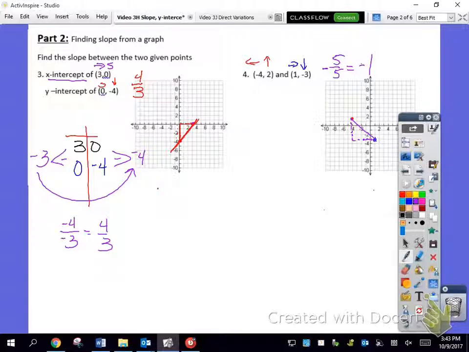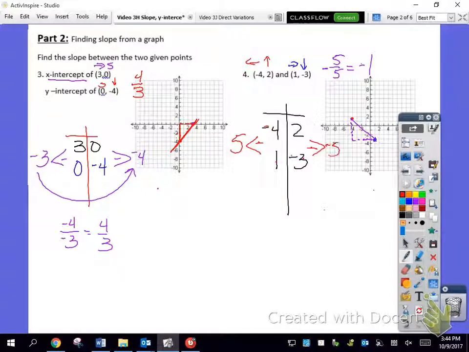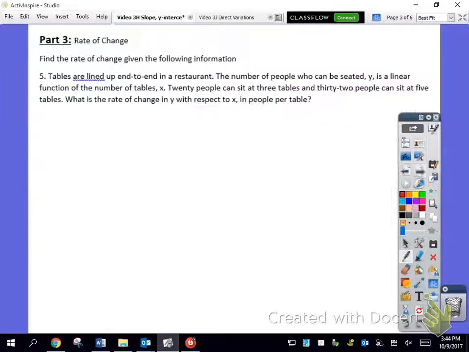Now I can check that by making my graph negative 4, 2, and then 1, negative 3. And to find slope, you subtract. 1 minus negative 4, that is a positive 5. Negative 3 minus 2 is a negative 5. And so negative 5 over 5, which is what we have. Negative 5 over 5 is negative 1. So that is my slope, my rate of change.